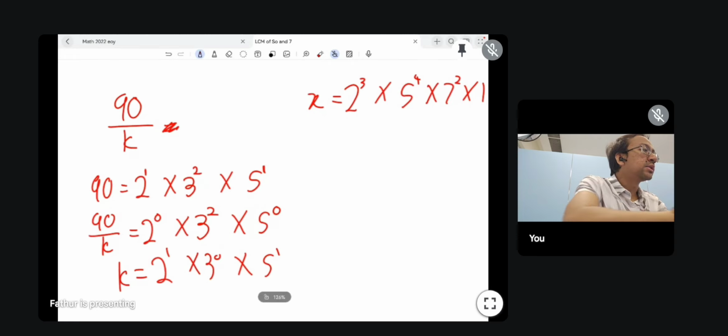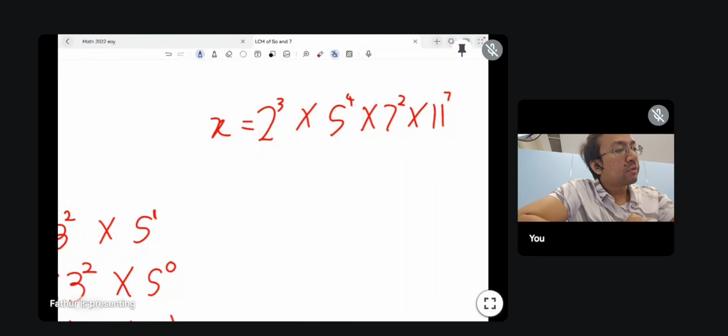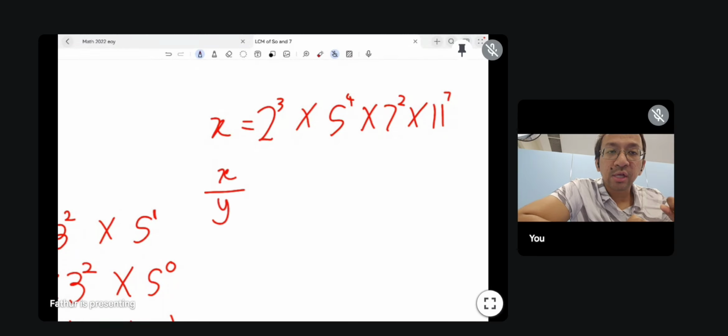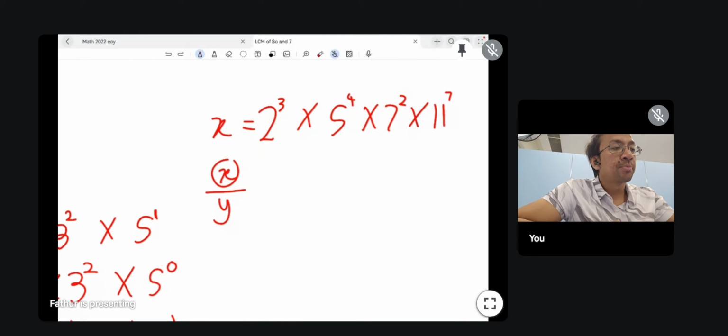Okay. Now this 11 is the power of 7. So if they say x over y is a perfect square, I want x over y to be a perfect square. X is basically these numbers, right? X is basically all these numbers, right? So x over y to be a perfect square. So now same thing as well.